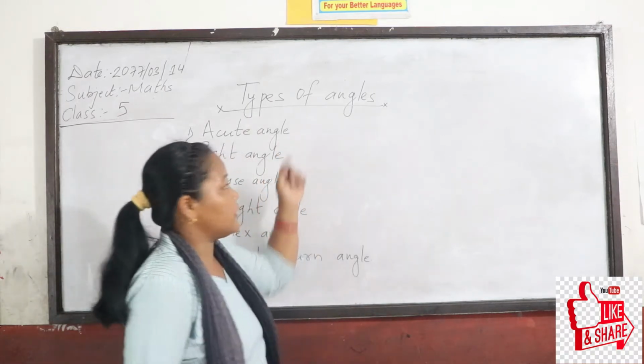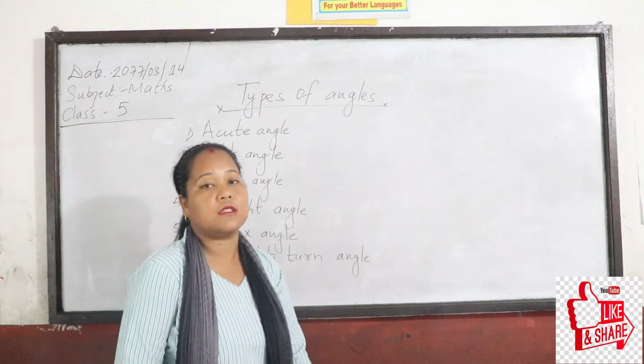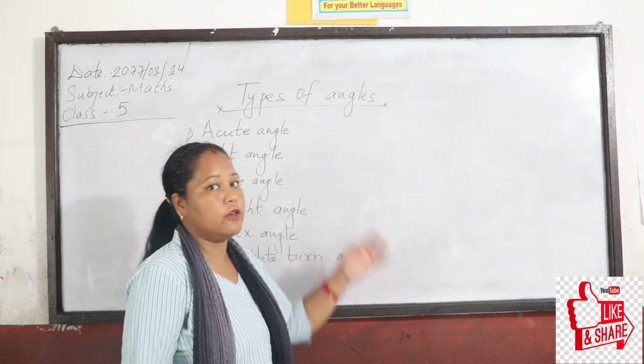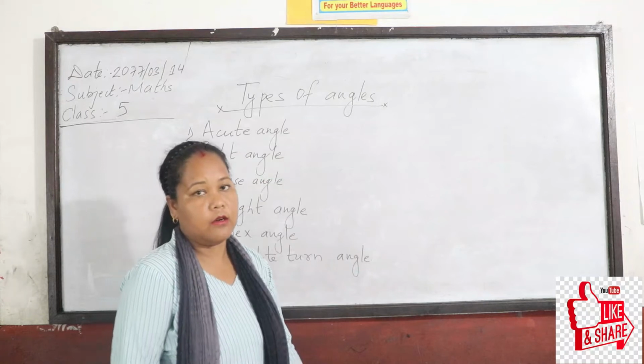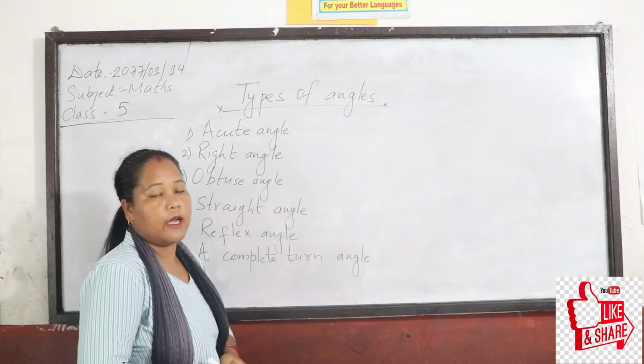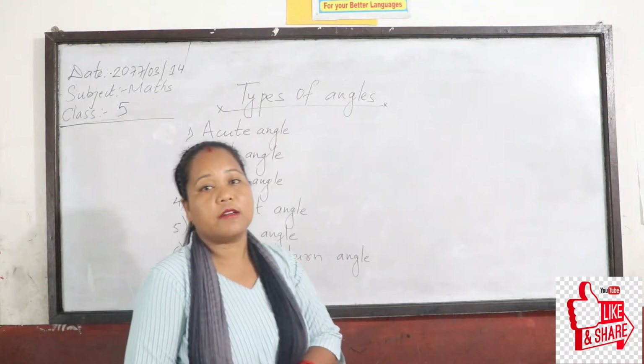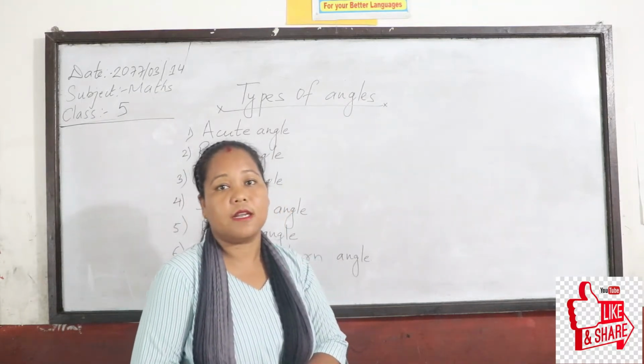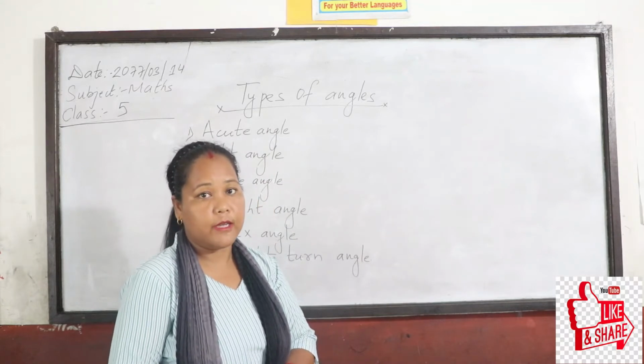What is acute angle? How to recognize acute angle? How do we know this angle is an acute angle? Okay, so let's learn acute angle. Acute angle means the angle whose measurement is greater than 0 and less than 90 degree. Okay?